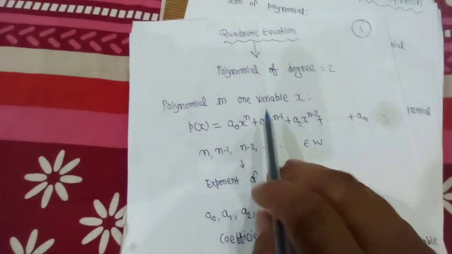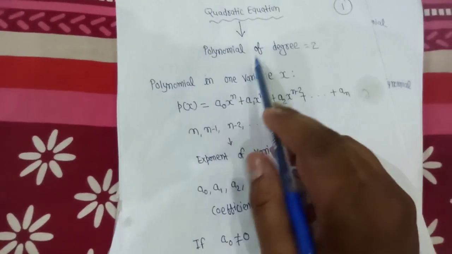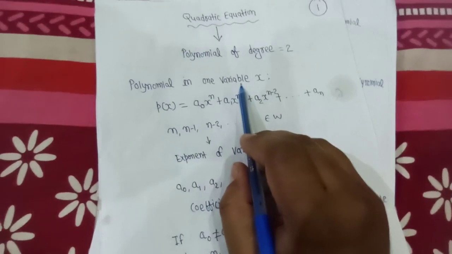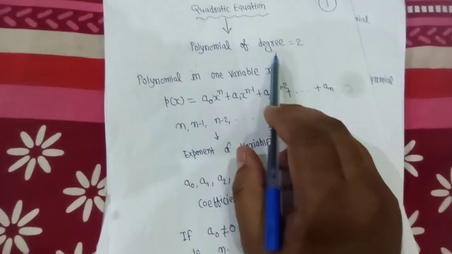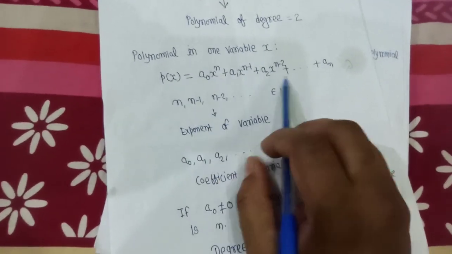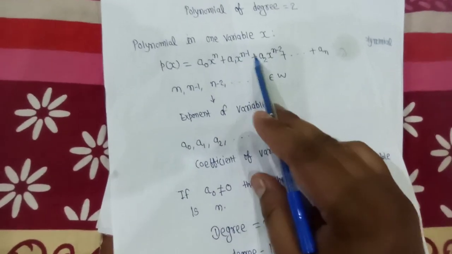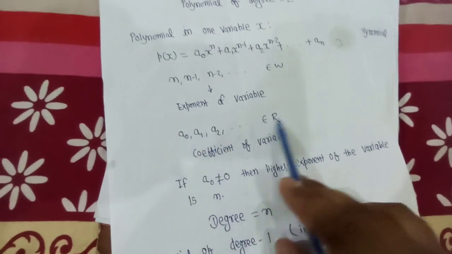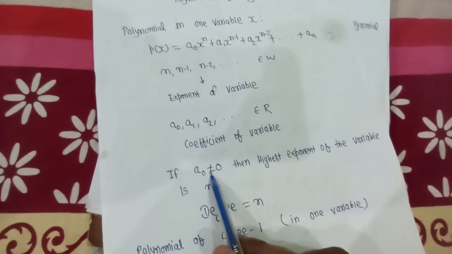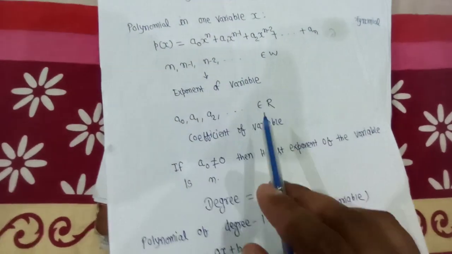Hello students. In the last class we have studied quadratic equation. What is quadratic equation? We learned that a quadratic equation is a special case of polynomial. In general, a polynomial of degree 2 is the quadratic polynomial. In a general polynomial, the exponent of the variable should be a whole number, and the coefficient of the variable should be any real number, and if a is not equal to 0, then the highest exponent is called the degree of the polynomial.